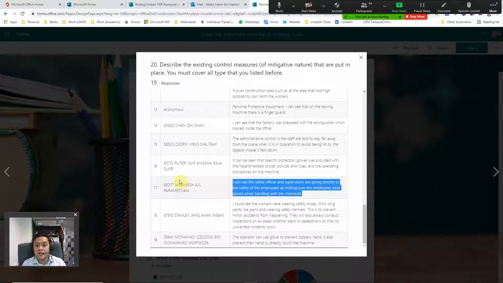Like the first aid, like the chemical shower, yeah, fire extinguisher, like the fire sprinkler. Those are mitigative in nature. The netting to prevent people from falling, the lanyard, that is mitigative and also preventive lah. But lanyard is more preventive rather than mitigative. Yeah, because for mitigative, it must happen first, right?